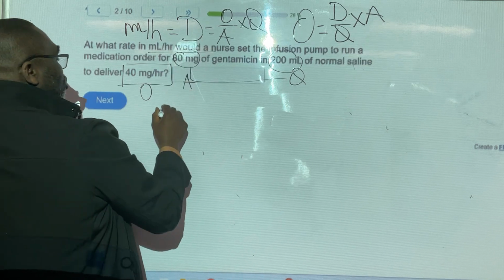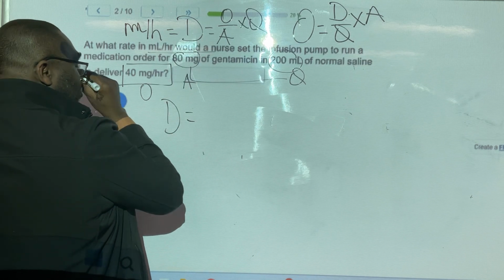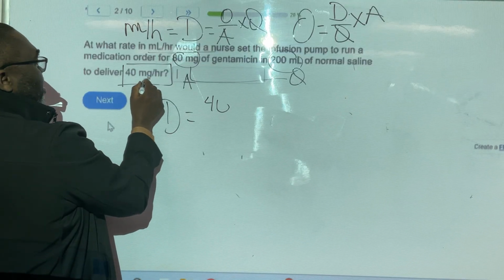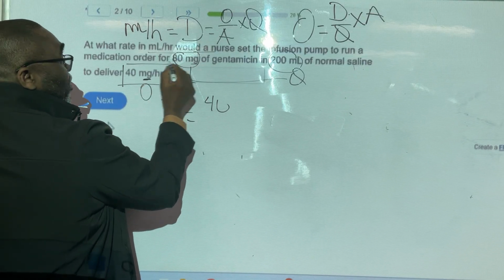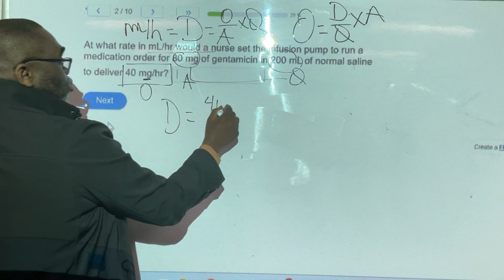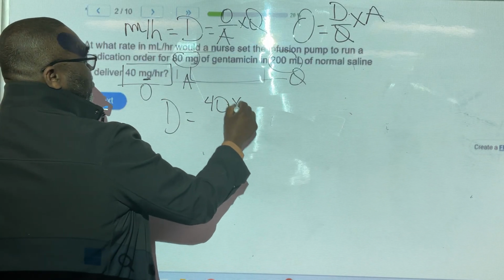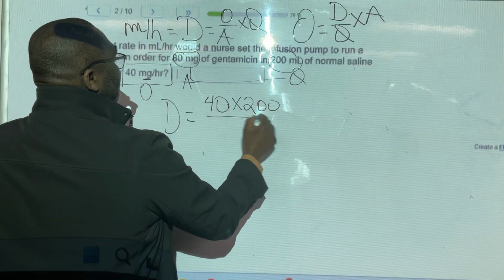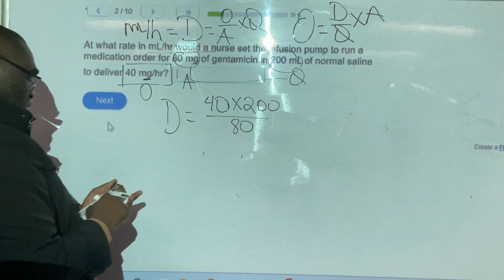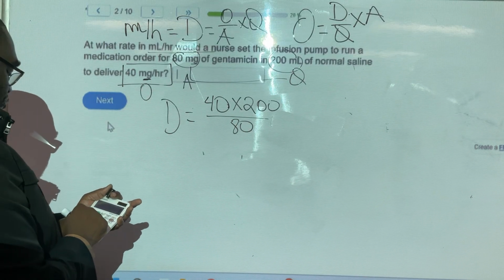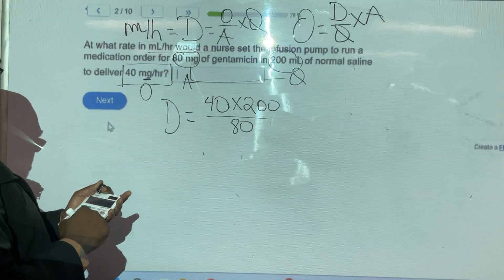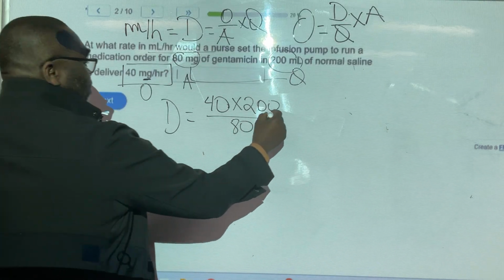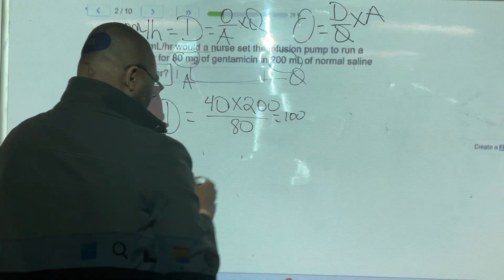So you do your dosage formula, which is your order, which is 40 milligrams. Just make sure you have milligrams here and make sure your available is in milligrams too. So you have 40 times quantity, which is 200, divided by 80. So use your calculator: 40 times 200 divided by 80. Boom, you have 100 milliliters per hour.